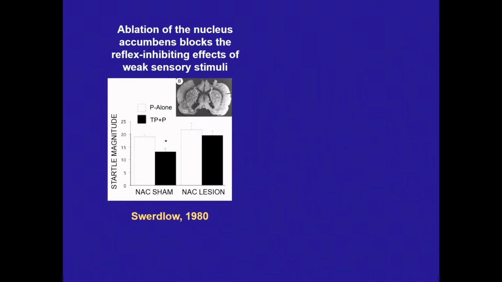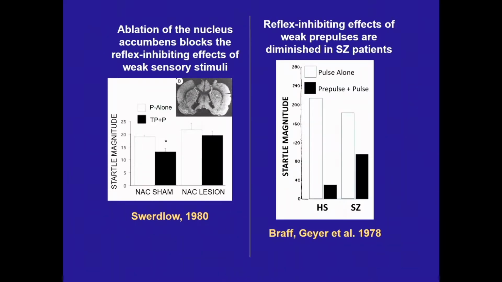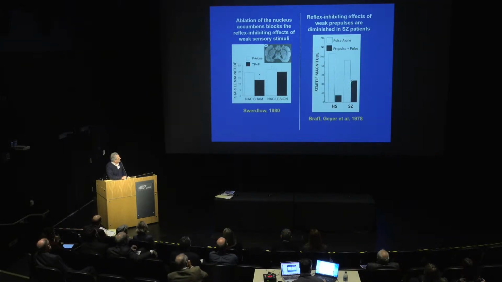And as I was writing up the discussion section for my thesis, I came across this paper by Braff and Geyer in 1978, and I've actually replotted their data here with bar graphs to show you the similarity in what they found and what I saw in our lesioned rats. On the y-axis, startle magnitude, and what they showed was that the reflex inhibiting effects of weak prepulses were diminished here in a schizophrenia patient compared to what they were in healthy control subjects.